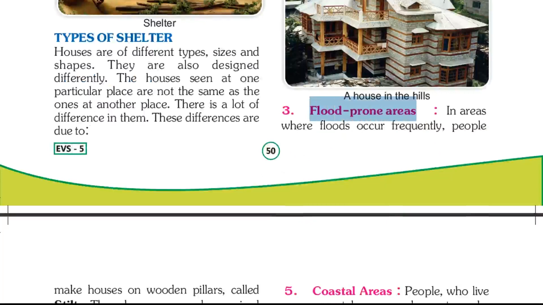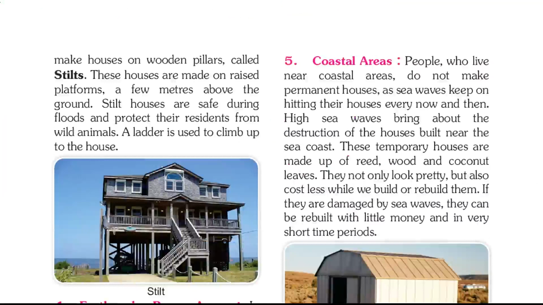Flood-prone areas. In areas where floods occur frequently, people make houses on wooden pillars called stilts. These houses are made on raised platforms a few meters above the ground. Stilt houses are safe during floods and protect their residents from wild animals. A ladder is used to climb up to the house.